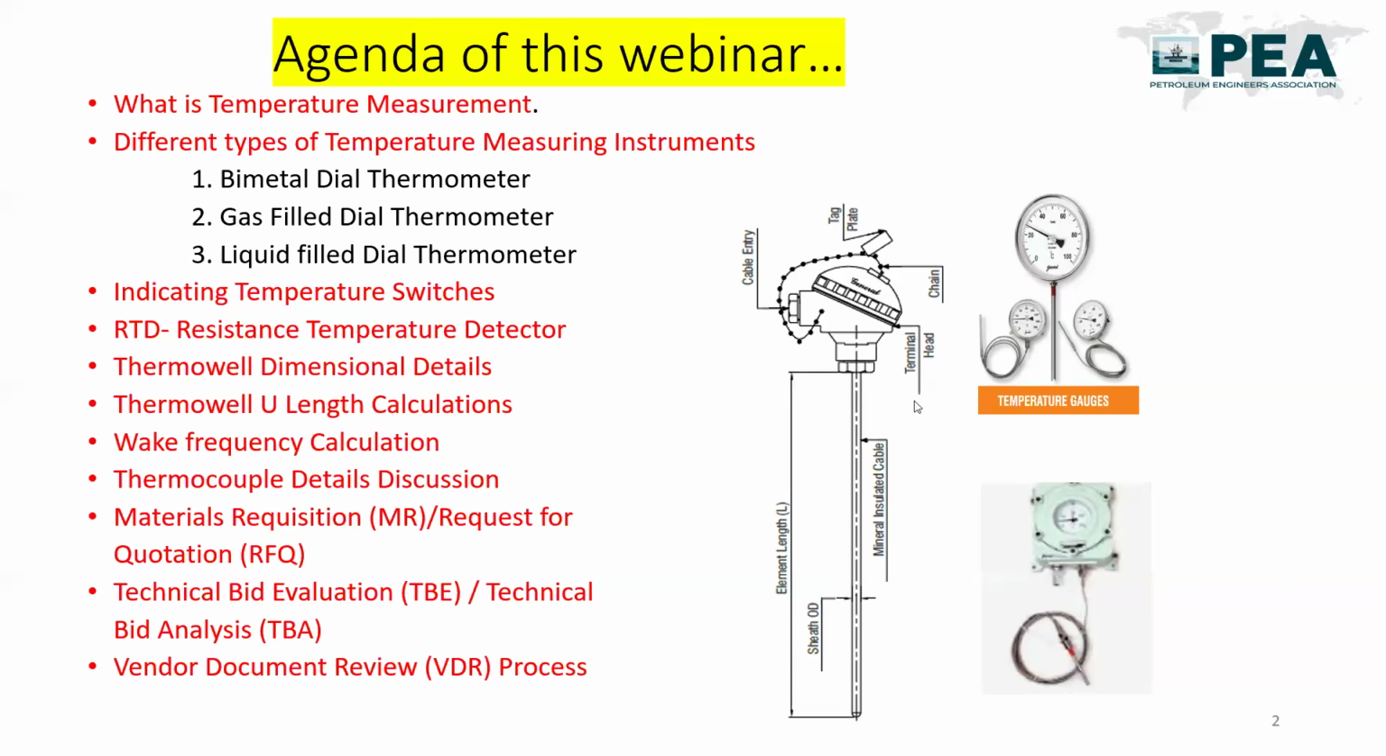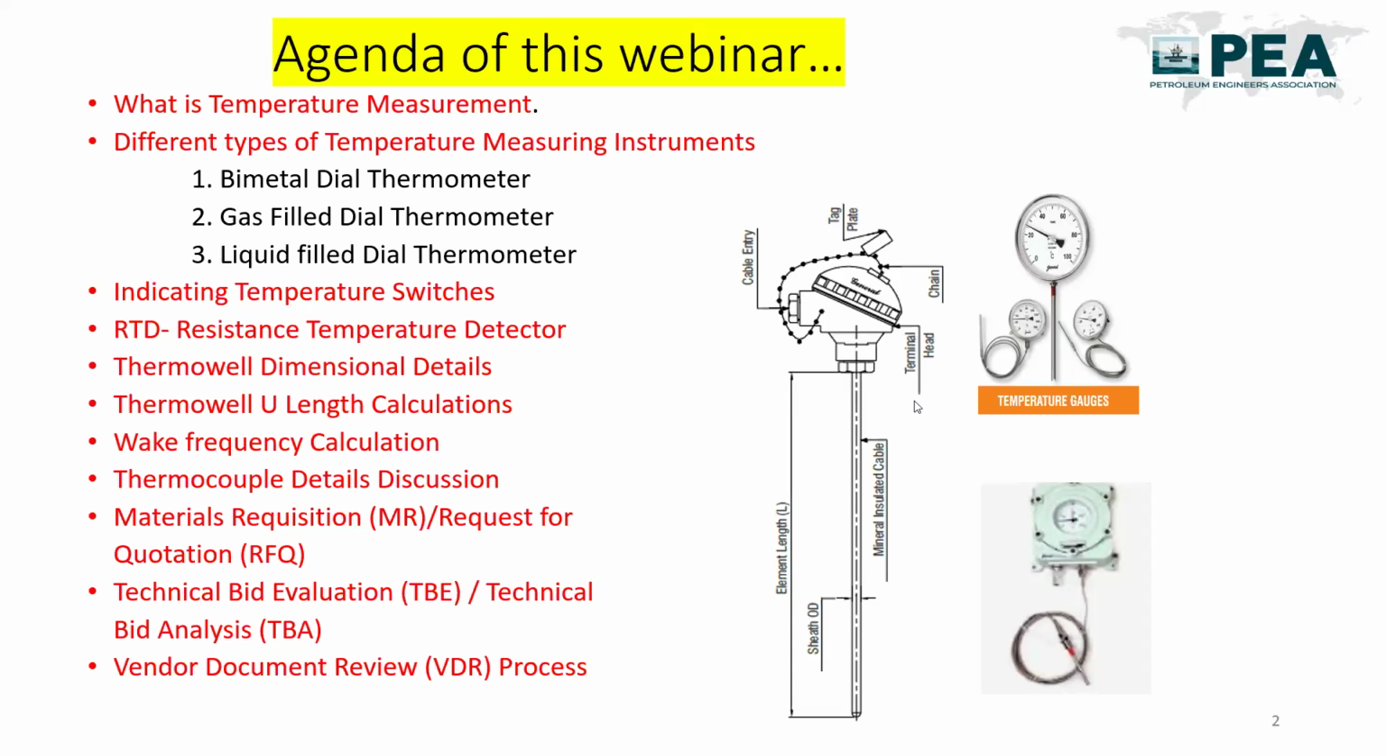Also, while selecting the thermowell, we have to do the wake frequency calculation of that thermowell, to check whether the thermowell is suitable for our process condition or not. So these things we are also going to discuss. The thermocouple detailed discussion we will do as well.